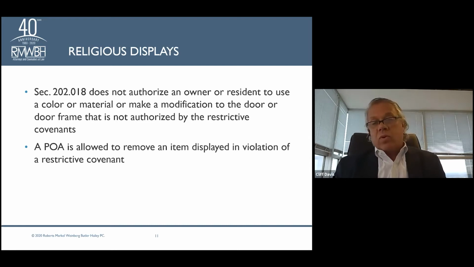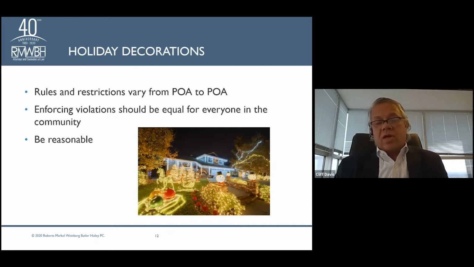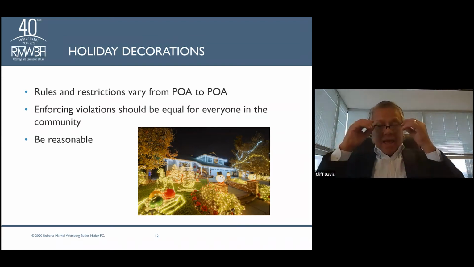Another big topic with associations is holiday decorations. You'll have those people that put up decorations and then leave them there forever. A lot of associations have adopted rules and restrictions about how to address holiday decorations. And typically they're in the same vein as political signs. They'll say you can put up holiday decorations maybe 30 days before the holiday and have some time period after the holiday to take them down.